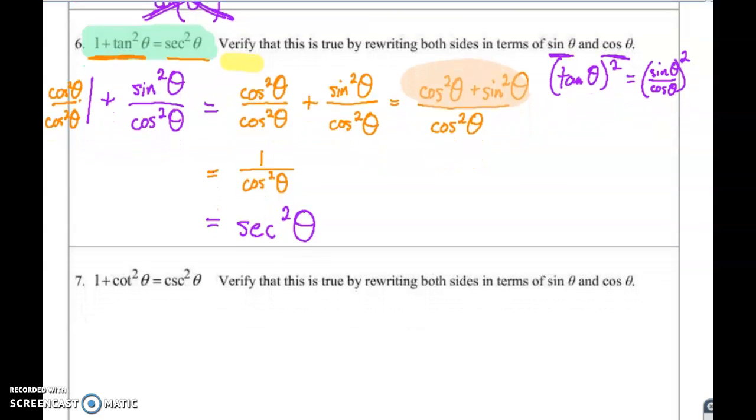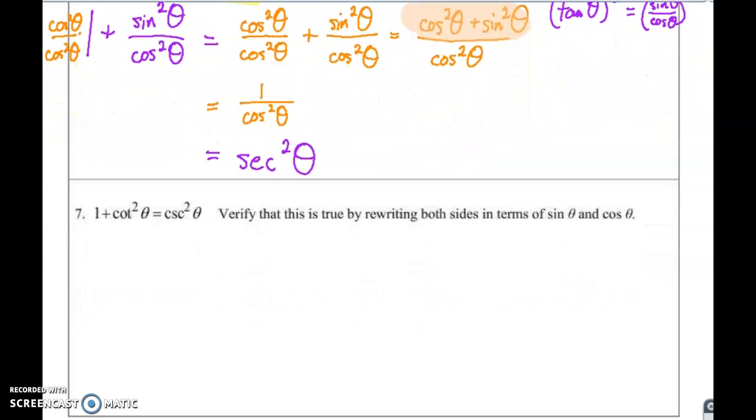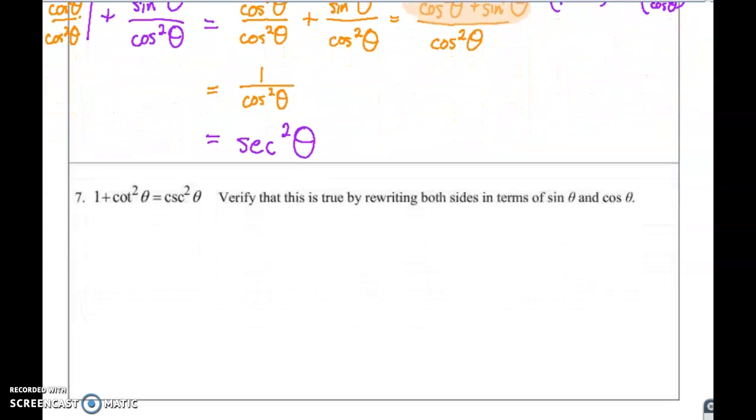Don't worry, we will get a lot of practice doing this. A lot is an understatement. So again, you only work with one side at a time. I know this person says to rewrite both sides. A good math teacher would say to only work on one side at a time. Now, if you get stuck, you can go to the other side and you can work backwards.